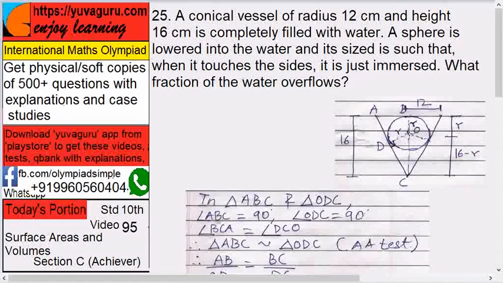So from the center of the sphere to the apex of the cone, it will be 16 minus R. Okay. Now in triangle ABC and ODC, remember these two are similar, we have to prove it, and it's a bit difficult or cumbersome part. Angle ABC equals 90, angle ODC equals 90, right? Angle BCA equals angle DCO, common angle. Therefore these two triangles are similar. Why? AA test, right?